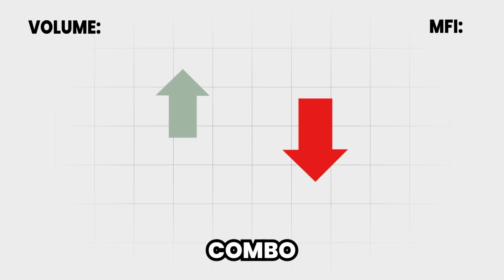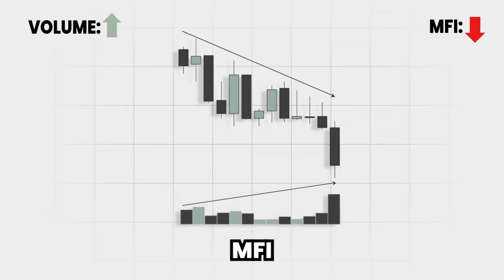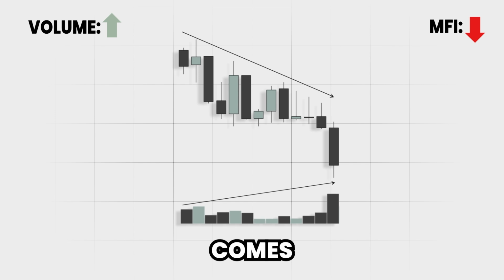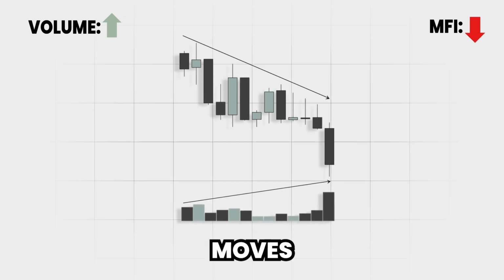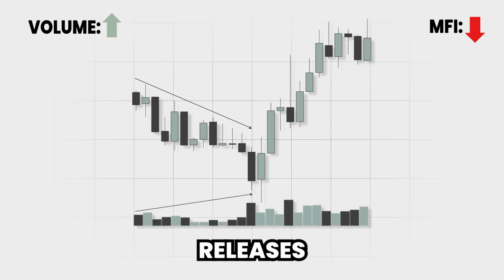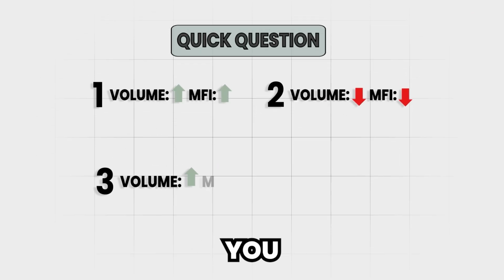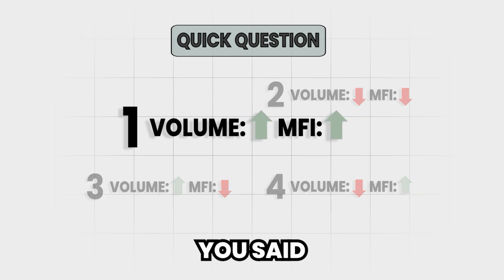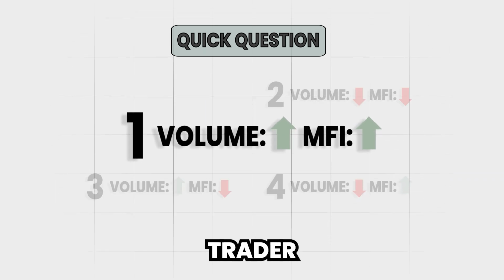Last, the squatting combo, volume up, MFI down. Big volume comes in, but price barely moves. That's the build-up before a breakout. The spring is loaded. When it releases, it moves fast. Quick question. Which combo would you trust the most? If you said green, you're thinking like a real trader.